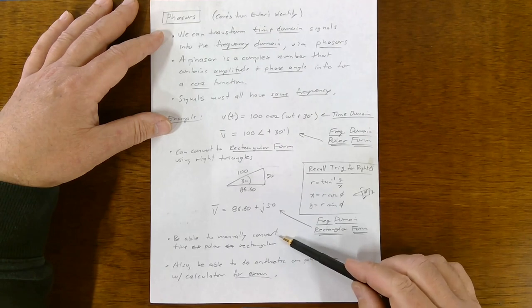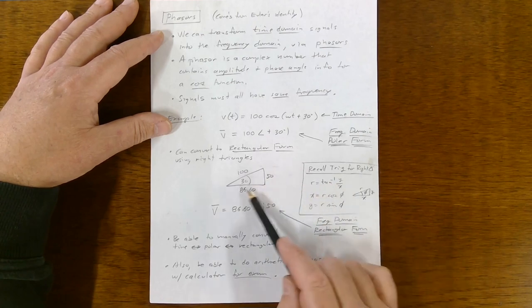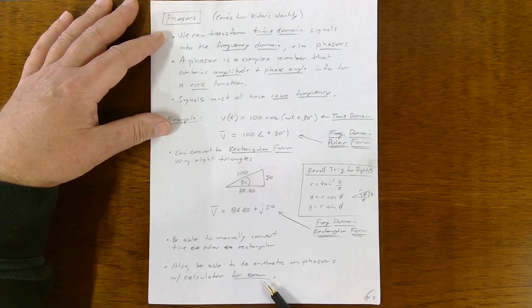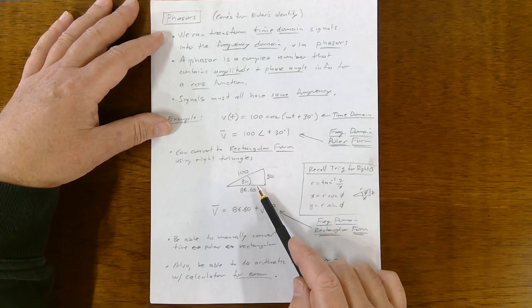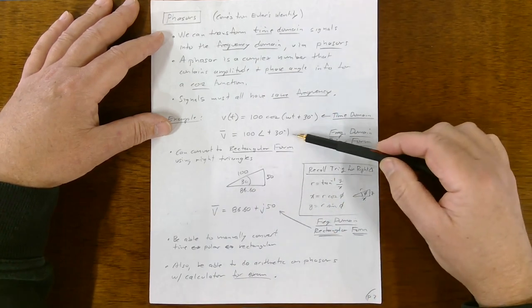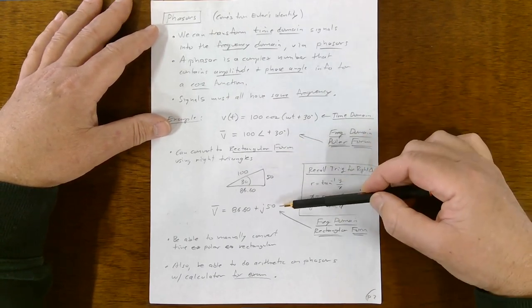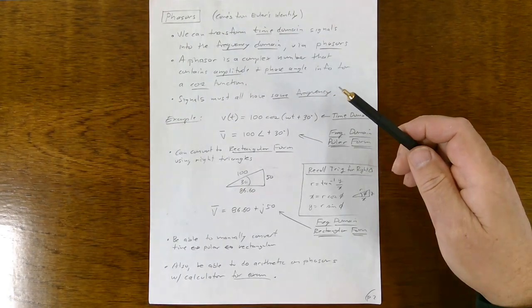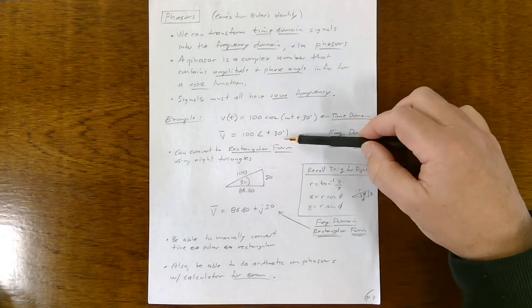So this can be done manually using these trig functions and right triangles, but you really need to be able to do it on your calculator. Not just for the homework, but especially for the exam. Because we're going to be writing simultaneous equations with phasors in them, and it's just way too much manipulation to convert between polar and rectangular by hand. My calculator has a button. I can enter rectangular and press a button and it'll give me polar and vice versa. All right, so that's the basic idea of time domain and phasor domain or frequency domain.